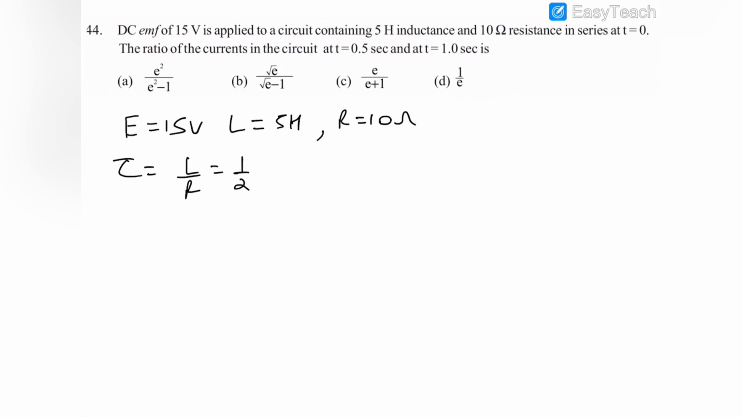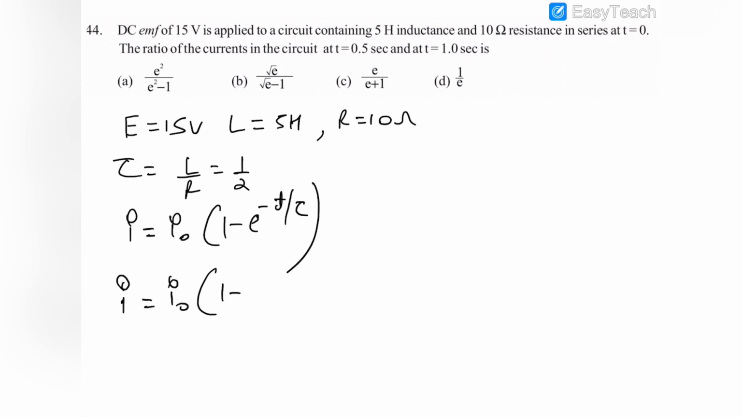So we know that in a charging LR circuit, the current is growing, and the current is equal to I naught into 1 minus e to the power minus t by tau. This is the equation of current, and I naught is the peak current, which is at its peak in steady state, which is at t equal to infinity. So I is equal to I naught (1 minus e to the power minus t by tau), which we have already written.